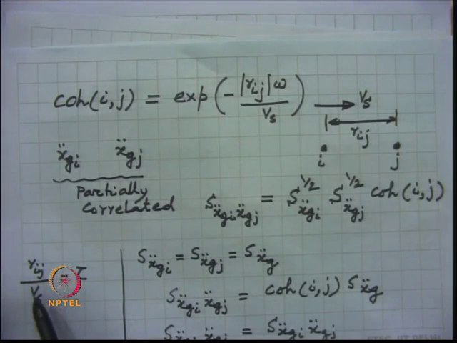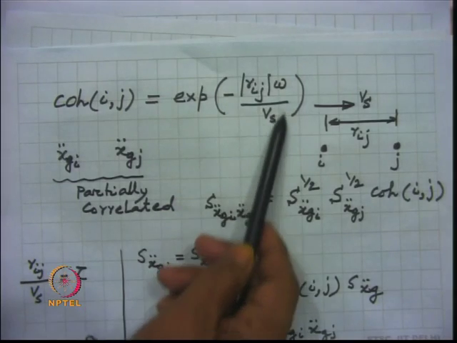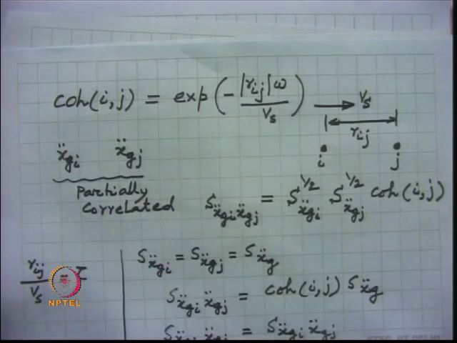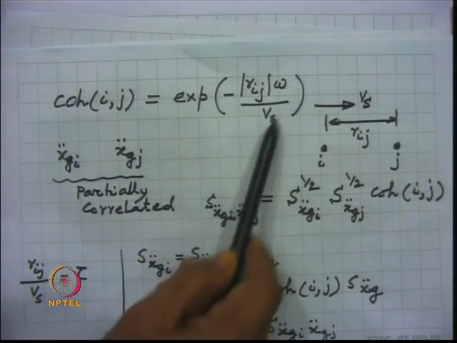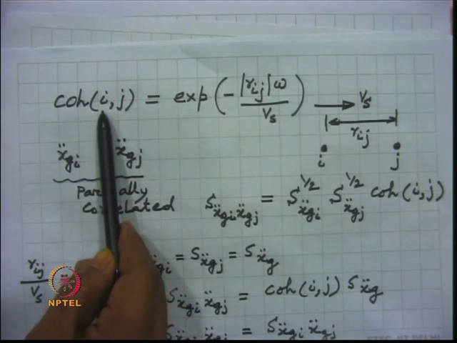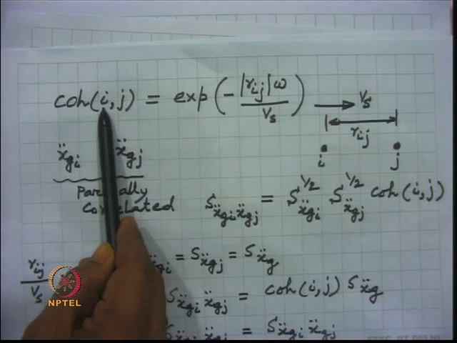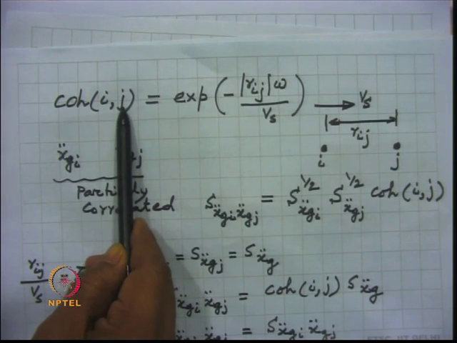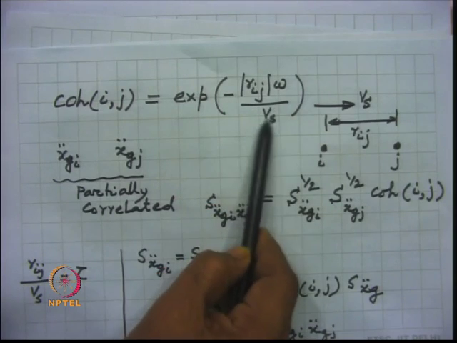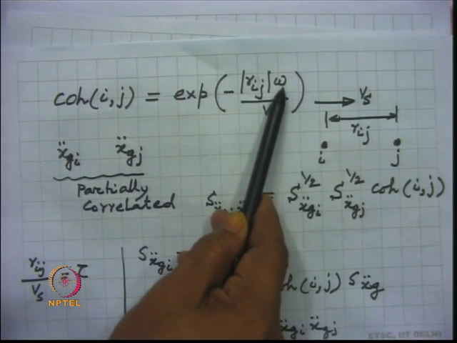Now this has been specified, that is between the supports the time lag is 5 seconds. So in this we can replace this quantity Rij by Vs by 5. Now once we have done that, then the coherence function between the first support and the third support will be equal to exponential of minus this quantity, which will be 10 seconds into omega.